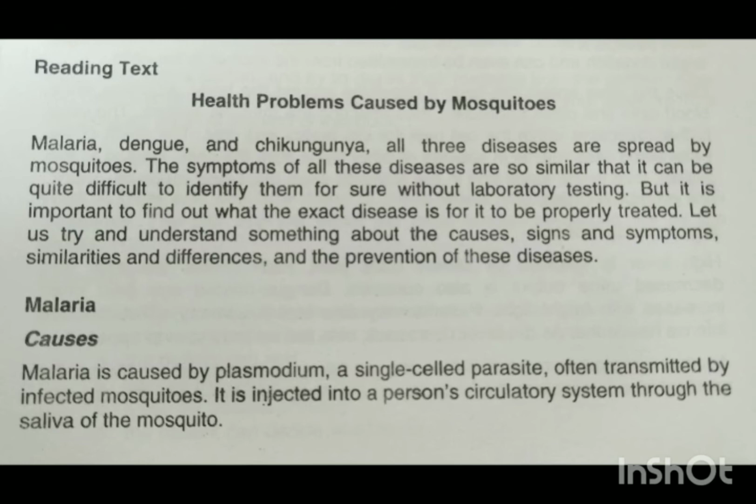Causes. Malaria is caused by Plasmodium, a single-celled parasite often transmitted by infected mosquitoes. It is injected into a person's circulatory system through the saliva of the mosquito. Students, we are reading at page number 110. The parasite infects the red blood cells until they burst.